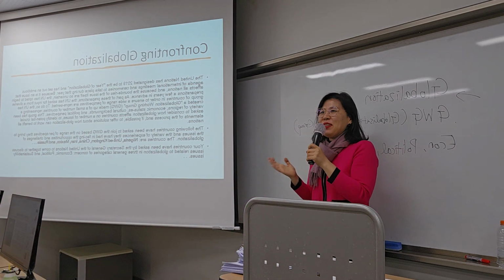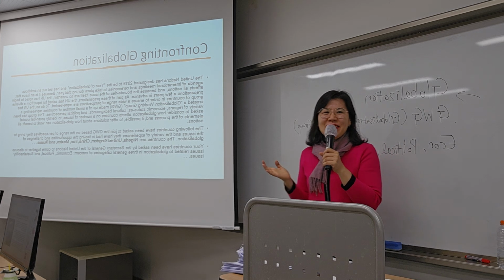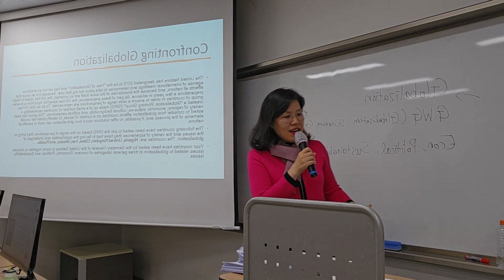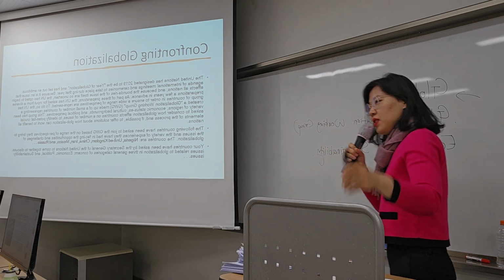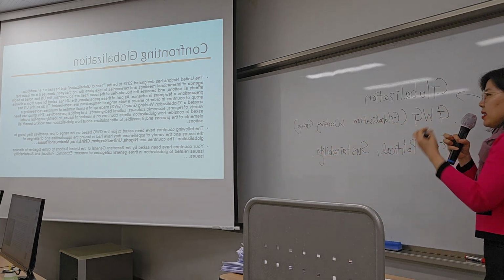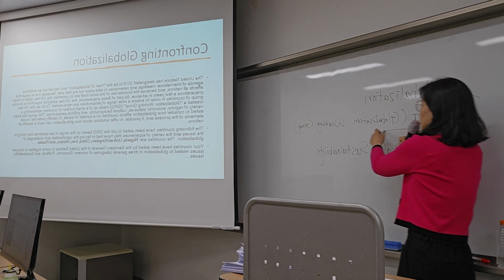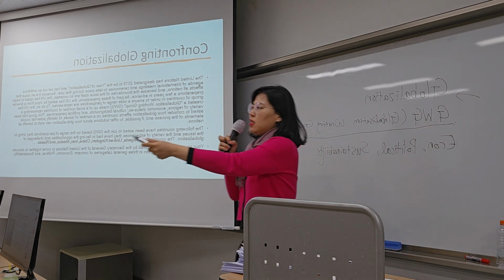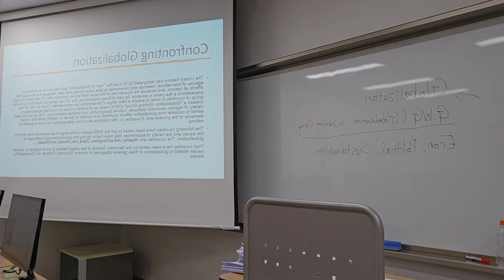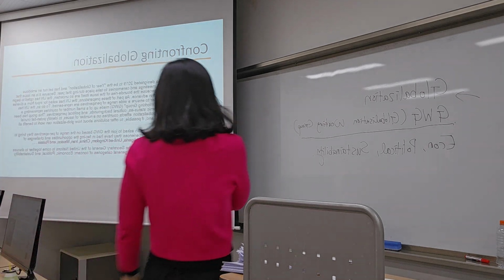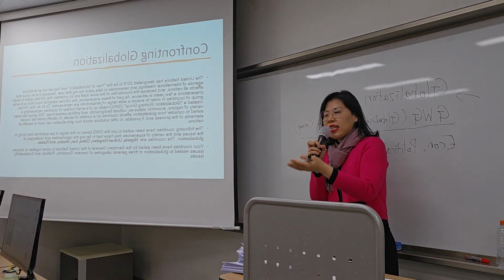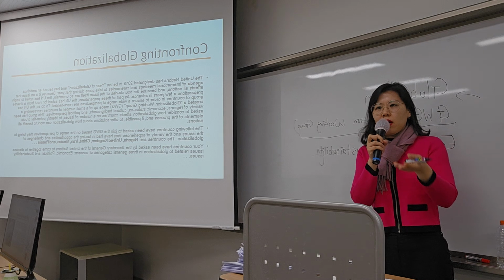If any Korean student wants to represent a country other than Korea, it's fine. All right, so the scenario is basically this: you are forming a globalization working group. This is GWG1, GWG2, GWG3. And you are representing the country of your nationality or a country of your interest.